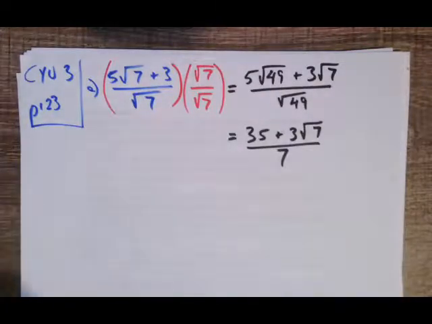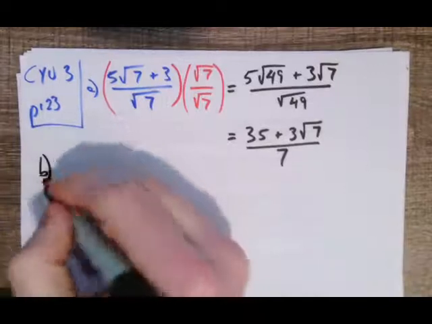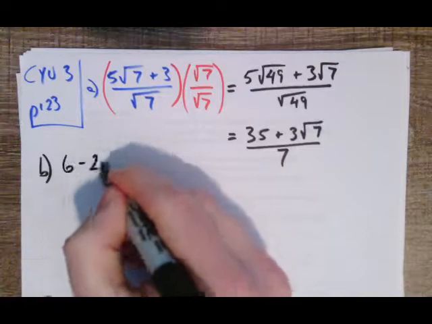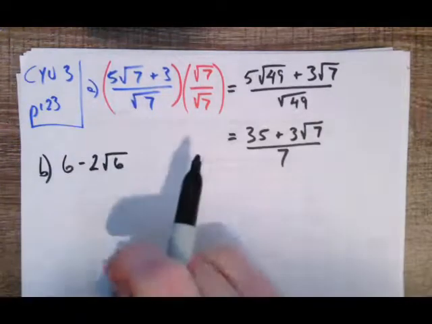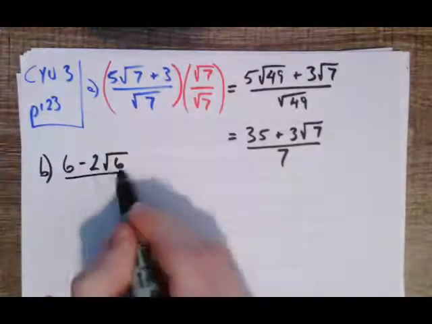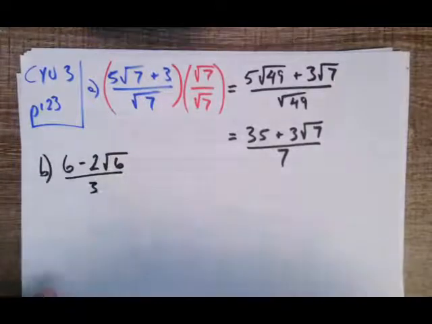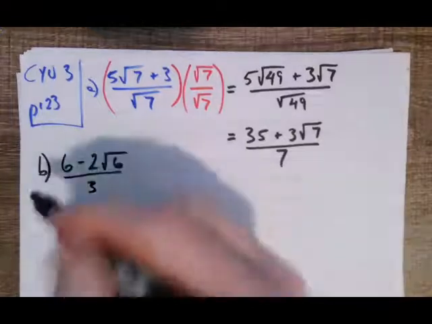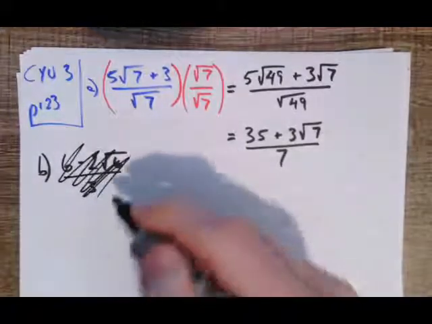Now after all that yapping, I should check my answer and make sure I did it right. Yes, okay. B. 6 minus 2 root 6, 6 minus 2 root 6 over 3. Oh my word. Guess what I did? I just copied down the answer. Well, we know where we're going.